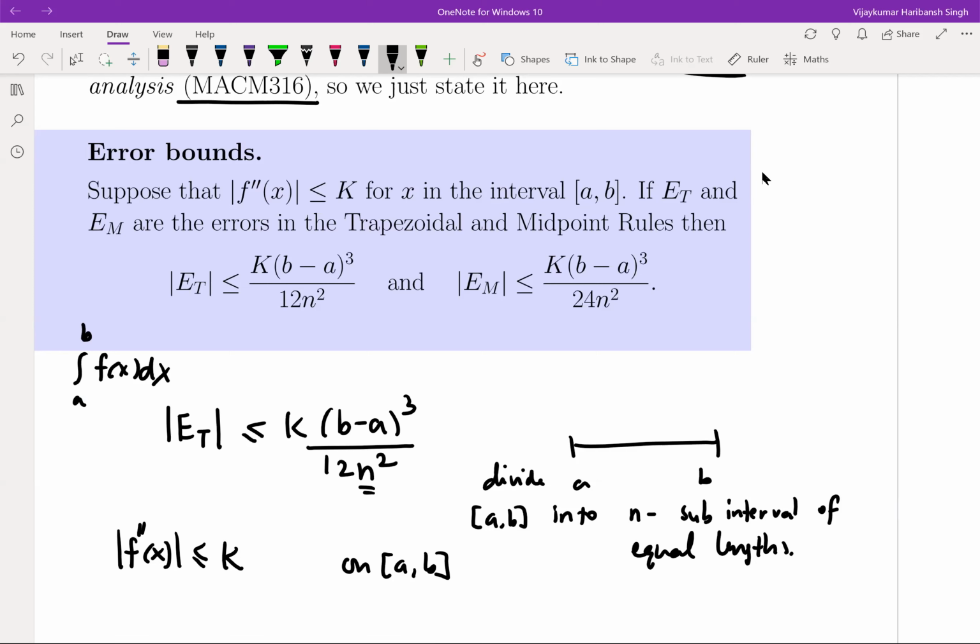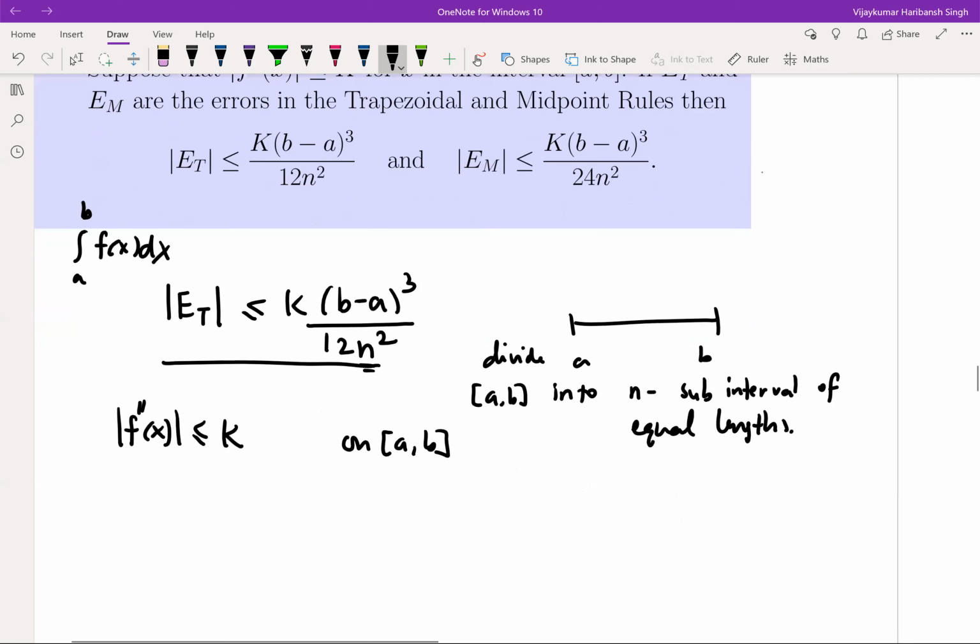So this gives you the error in the trapezoid rule. When you do the Taylor series, you can actually get this bound from the Taylor series of the function. Similarly, the midpoint rule also has a bound. The error in the midpoint rule is bounded by K times (b minus a) cubed divided by 24 n squared. The difference is that the trapezoid bound is divided by 12 n squared, and this one is divided by 24 n squared.